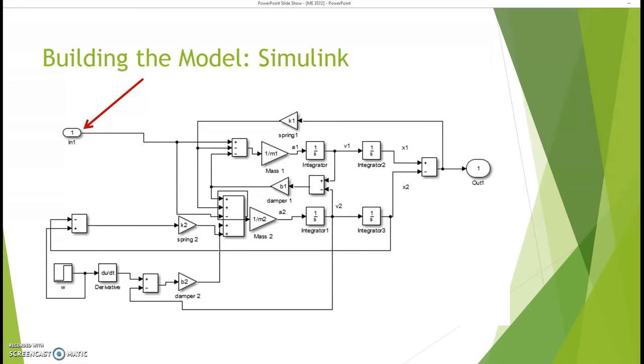A linear model of the system is extracted from the Simulink model and put into MATLAB by using in1 and out1 blocks and the MATLAB function linmod. We will extract the output of the two positions with the out1 block.